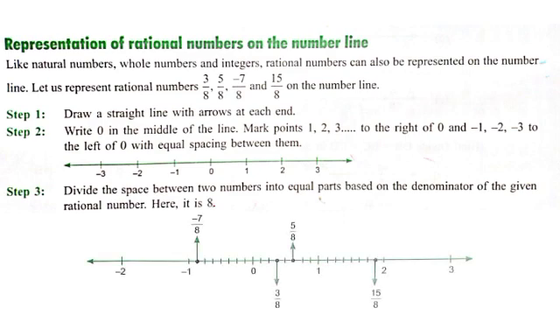Divide the space between two numbers into equal parts based on the denominator of the given rational number. Here it is 8, like 3 by 8, 5 by 8. That is, 8 parts of something, of which 3 is a part. If I have 8 pieces of pizza and there are 3 pieces, I can say that 3 by 8 is my part. So here I want to divide it into 8 pieces.